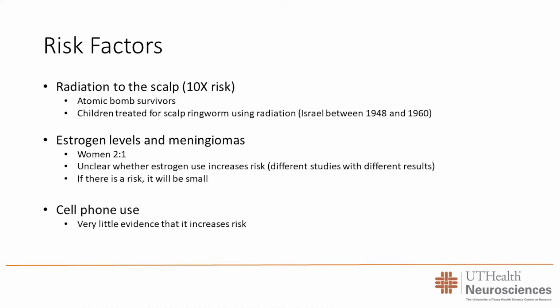There's a lot of theorizing and evidence that maybe estrogens have an effect on meningiomas. One of the reasons for that is that women get meningiomas more than men, and also the tumors themselves often have estrogen receptors. What we don't know is whether using estrogen, such as women going through menopause, increases risk or not. There are many studies that have had different results, but what that usually means is if there is a risk, it will be small, although it's unclear at this point, and I don't think it should be a significant concern.